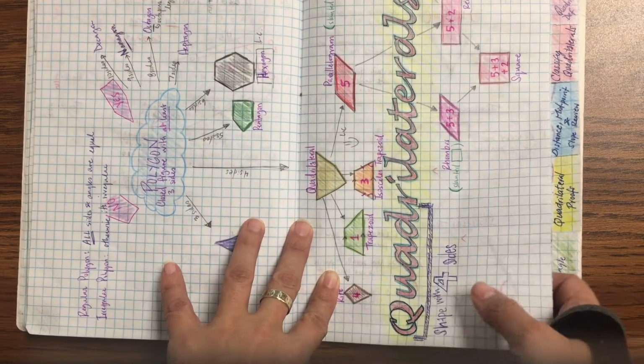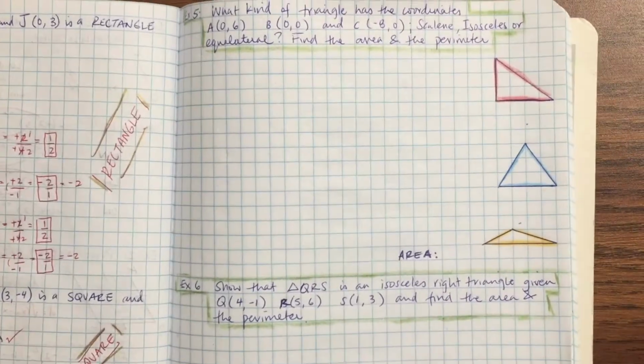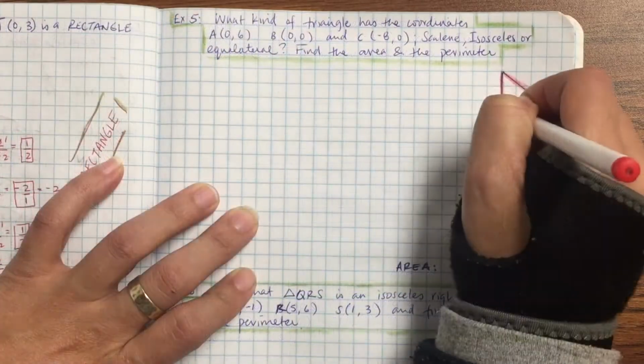So we're going to take a look at proving triangles in the coordinate plane. It's actually just like quadrilaterals, only it's triangles. So pause the video and copy that down. Alright, so a different kind of triangles.